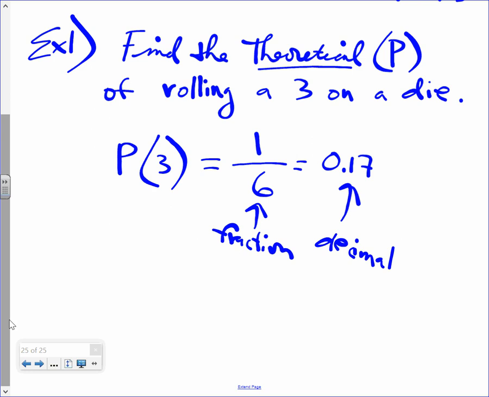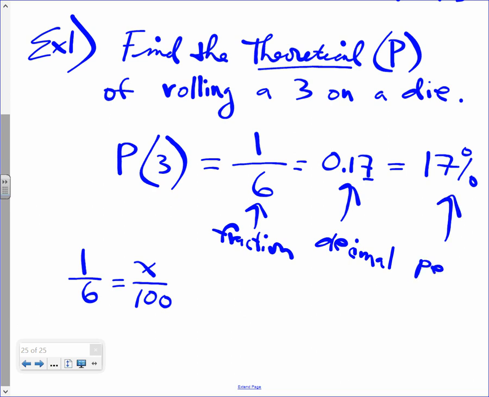Or we can write it as a percent. 1 out of 6 is what percent? Well, I can do this, and then solve for x. I can do that if I want. Or I could just look at this decimal here. This is already at the hundredths place. That's 7. So it's really 17%. So I can write the probability as a fraction, a decimal, or a percent. They all mean the same thing.